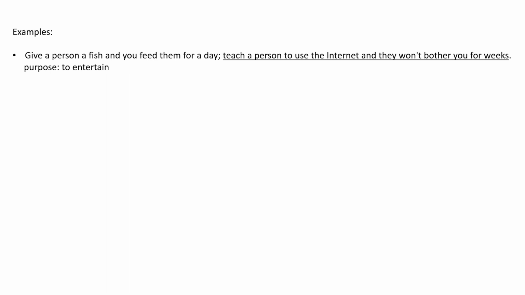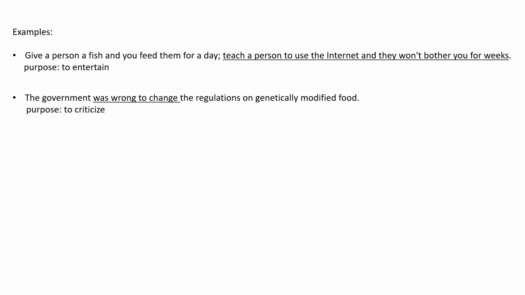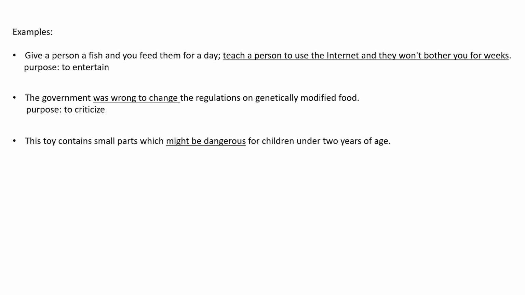Now, let's have a look at the second one. The government was wrong to change the regulations on genetically modified food. Here, "was wrong to change" shows that the purpose of the writer is to criticize. Now, let's move on to the next one. This toy contains small parts which might be dangerous for children under 2 years of age. Here, "might be dangerous" shows that the writer's purpose is to warn the reader about the small parts of the toy.